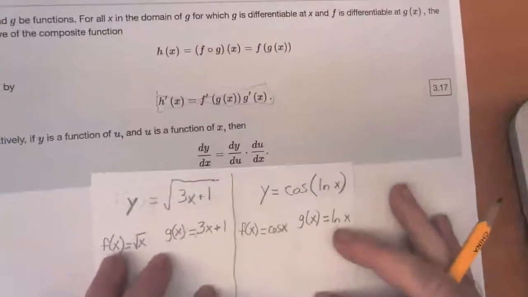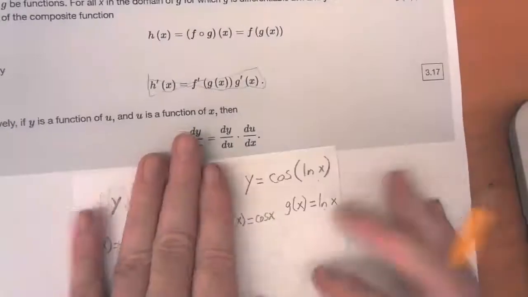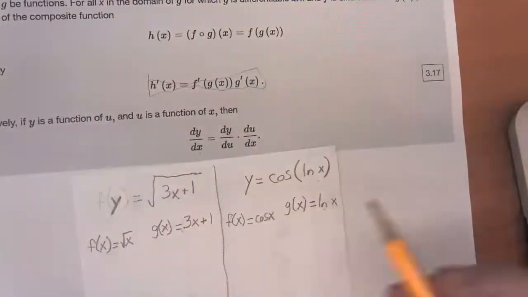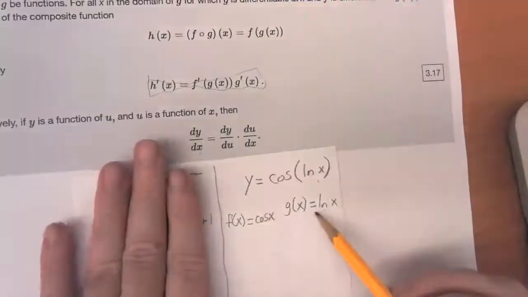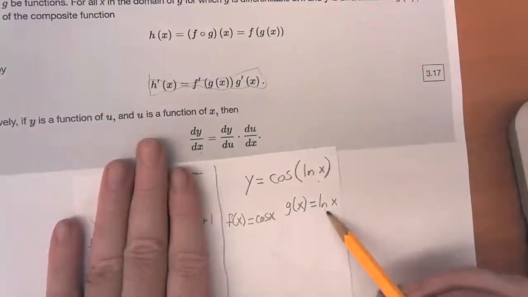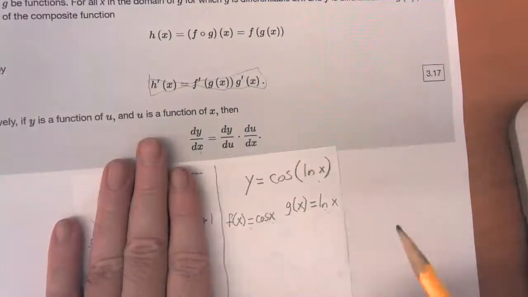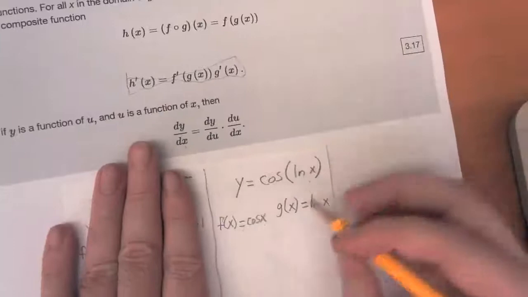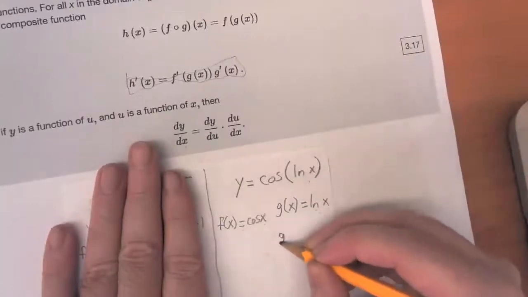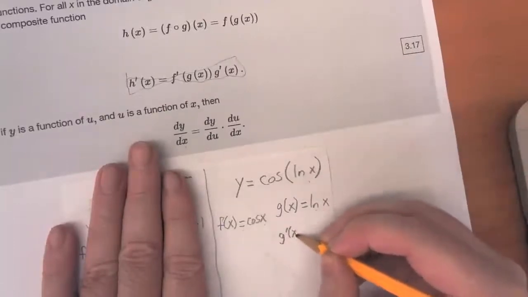So let's think about this one first. We've got our inside function, the natural logarithm of x, and our outside function, cosine of x. The first thing we need to do is take the derivative of both of these elementary functions, and this is in our reference sheet.